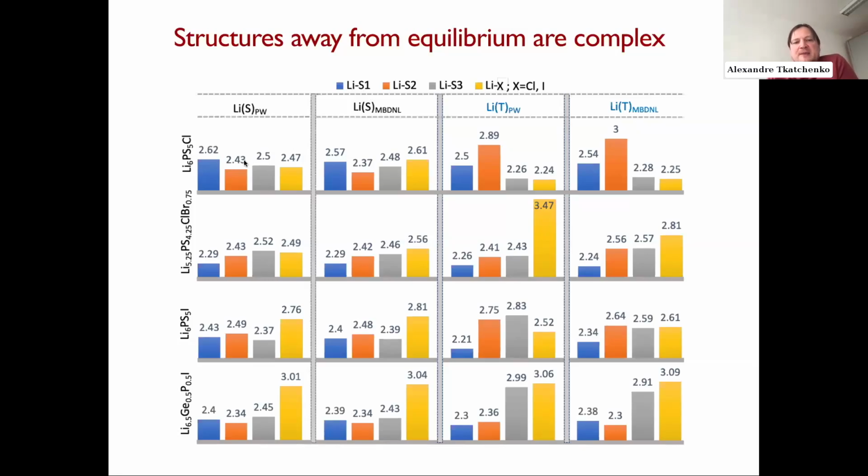As you can see, in the minimum, the equilibrium configuration, the difference in geometry between pairwise dispersion and many-body dispersion is very, very small. But when you move to the transition state geometries, you realize that there can be very drastic changes, especially for the mixed anion framework here. For example, the lithium-chlorine distance changes from 3.47 to 2.81.